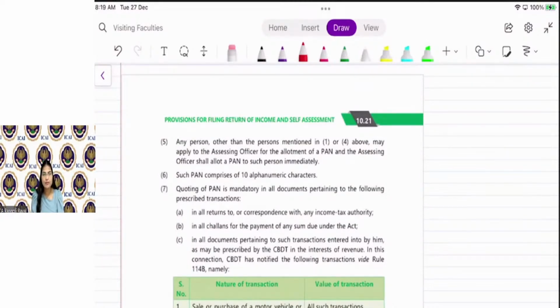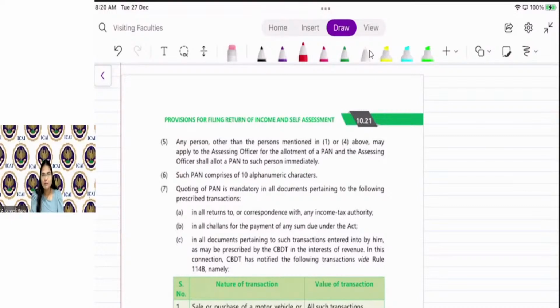alphanumeric characters. Quoting of PAN is mandatory in all the documents pertaining to the following prescribed transactions. There are certain transactions on which mentioning PAN is compulsory. Form 60, 61 we will discuss later. In all returns to or correspondence with any income tax authority, if you want to do any communication, you have to mention your PAN. If you want to pay any tax under the Income Tax Act, then also for the challan payment, you have to obtain PAN.